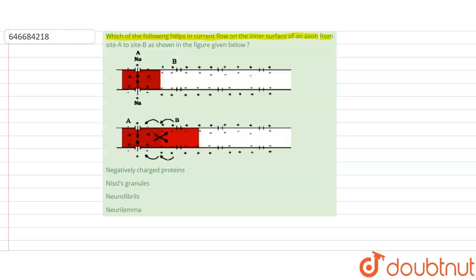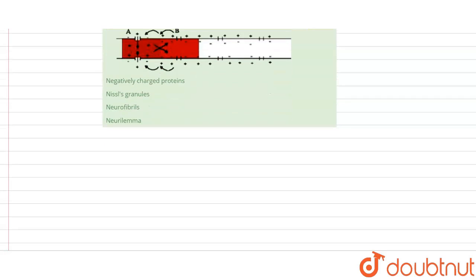Students, the question is, which of the following helps in current flow on the inner surface of an axon from site A to site B as shown in figure given below? So first, we will draw a figure. We will draw a figure of axon.